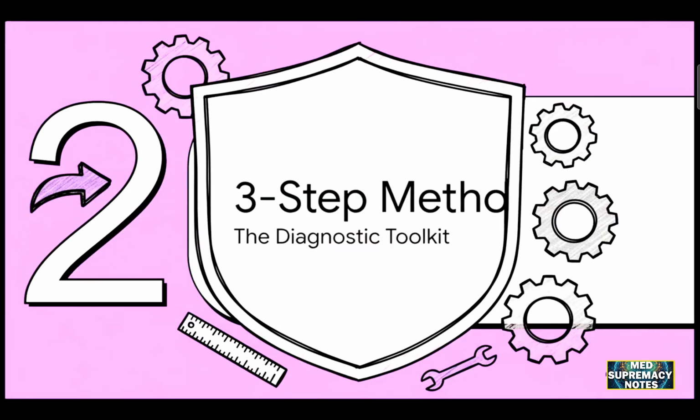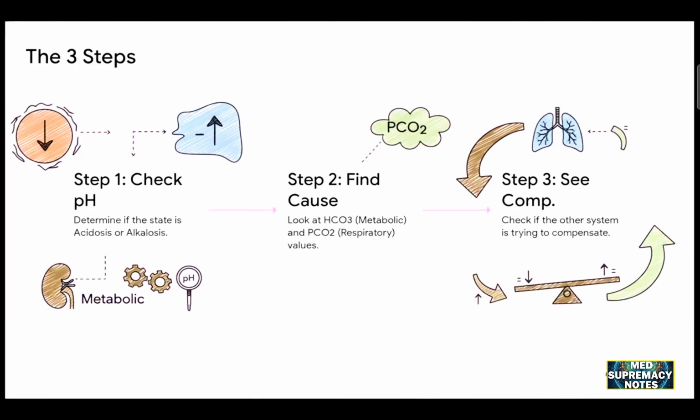And now for the main event. This is it. The simple, repeatable toolkit you can use to figure out any set of ABG results that comes your way. And you know what? It's really this straightforward. Step 1. Just look at the pH. Is it high or low? That tells you right away if you're dealing with acidosis or alkalosis.